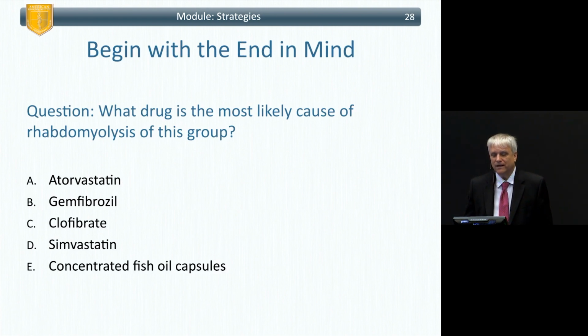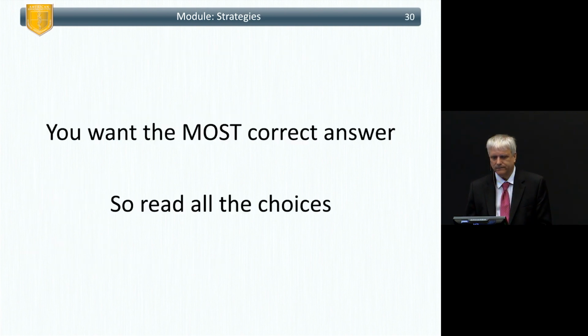Which drug is the most likely cause of rhabdomyolysis in this group? Atorvastatin. It's statins. Great, we're done. Oops, simvastatin, higher risk. Remember that they changed the maximum dose from 80 milligrams down to 40 milligrams because it causes higher risk. Gemfibrozil, fibrates, when combined with statins do it, but by themselves don't. Clofibrate, another nasty fibrate, but rhabdomyolysis is not its big thing. And concentrated fish oil capsules, if anything, would probably make it less likely.